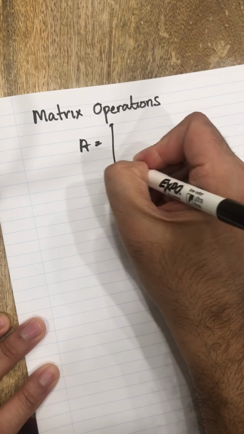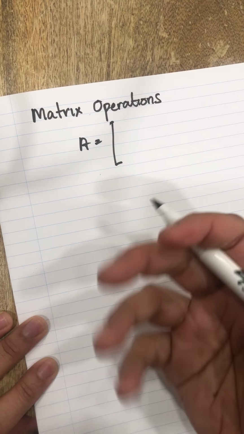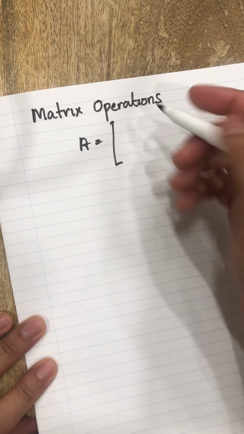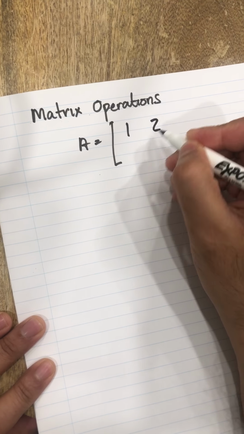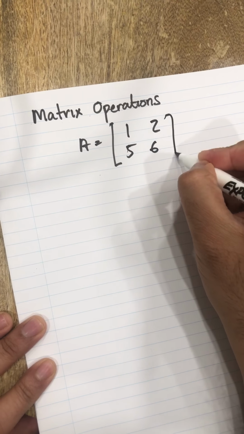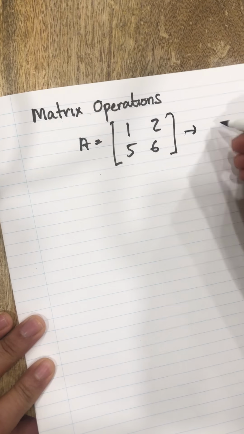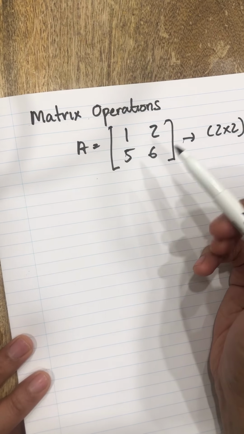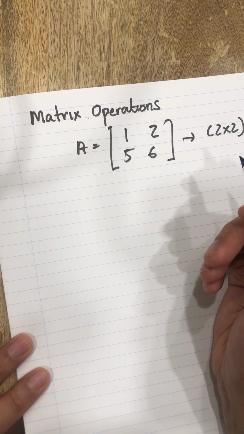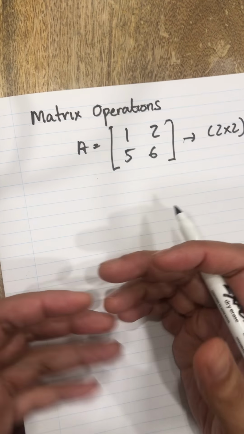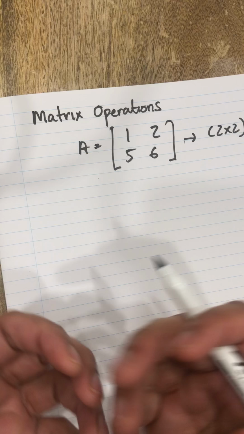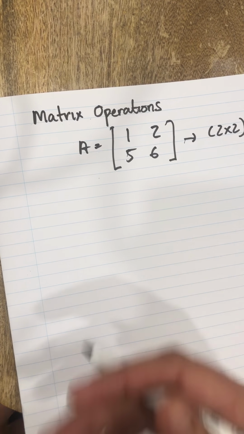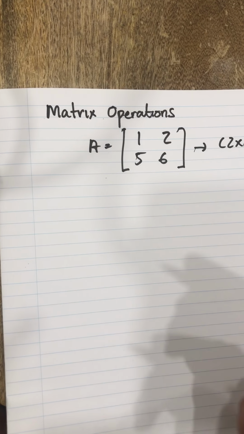essentially, a matrix is an array of numbers which is stored in this rectangular form. So it's 1, 2, 5, 6. You have this matrix, and this is a 2 into 2 matrix, because notice that it has 2 rows and 2 columns. But if you have more than one matrix, it's possible to do operations between them together. So we're going to look at some of these basic rules.